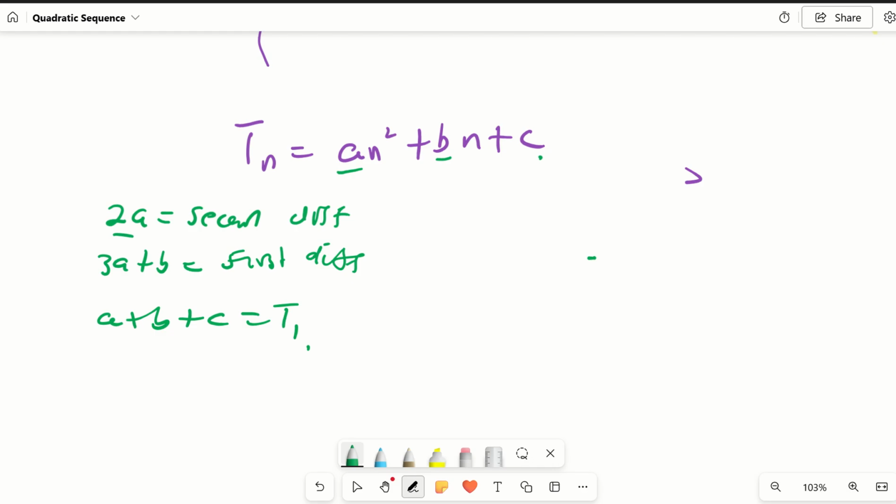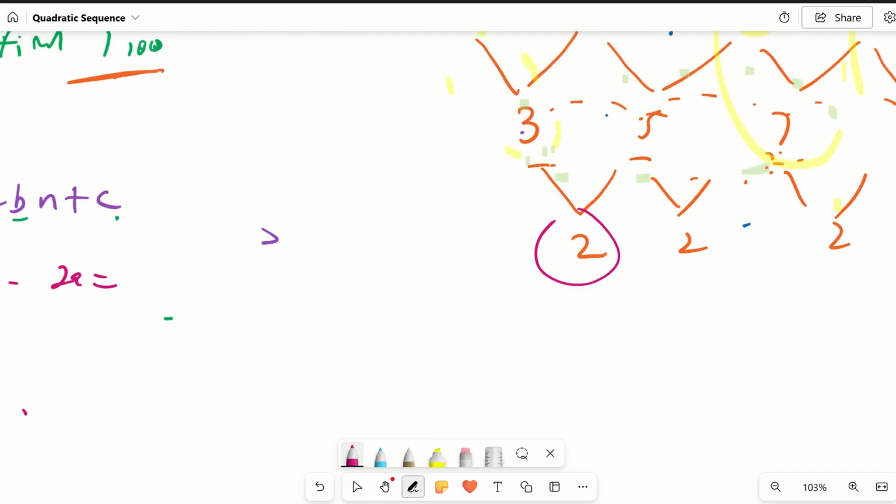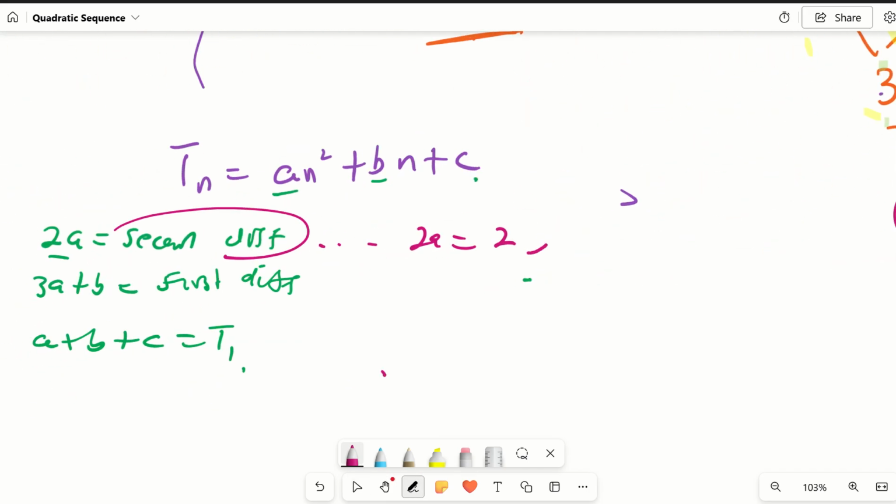So now how do we find a? We use the first formula. We go 2a equal to second difference. Our second difference is 2. It is not always 2, it could be something different. So therefore a will be equal to 1, having divided both sides by 2.